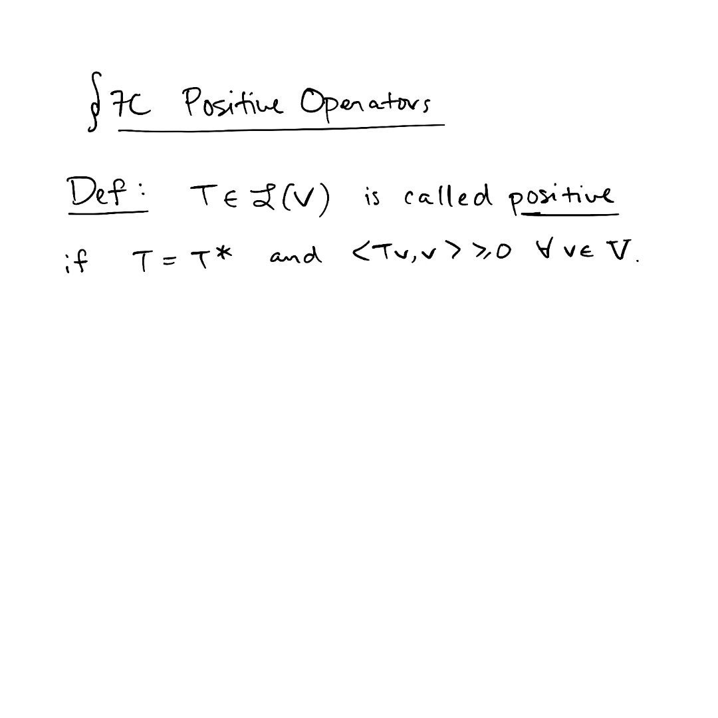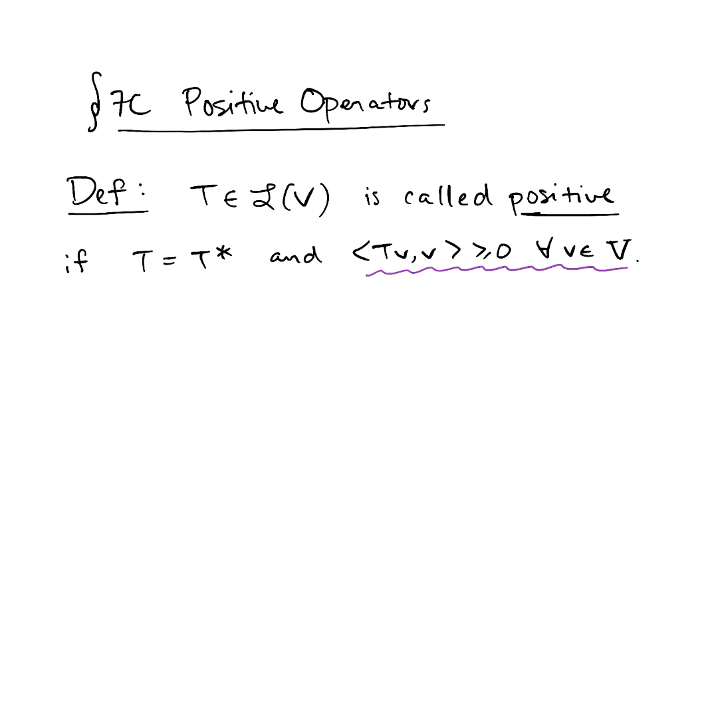So lots of times you see out in the world people say consider a positive operator, and it's only this that they mean, because they're just assuming that the scalar field is the complex field, and so T equals T star comes for free. But technically speaking, if the scalar field happens to be the reals, then you have to include T equals T star as part of the definition. In any case, this is what we mean by a positive operator. It's a self-adjoint operator such that the inner product of Tv with v comes out non-negative.